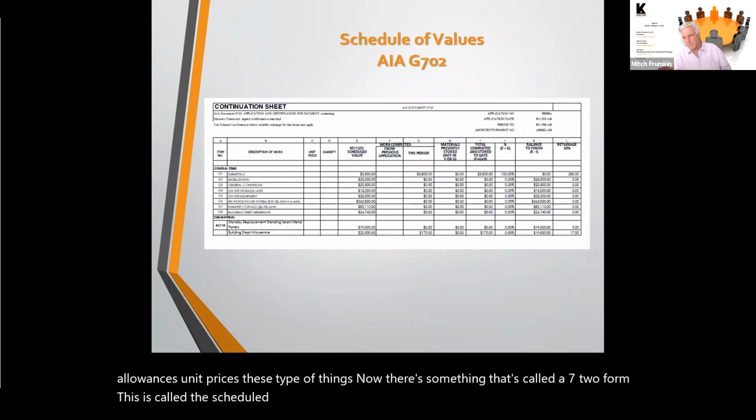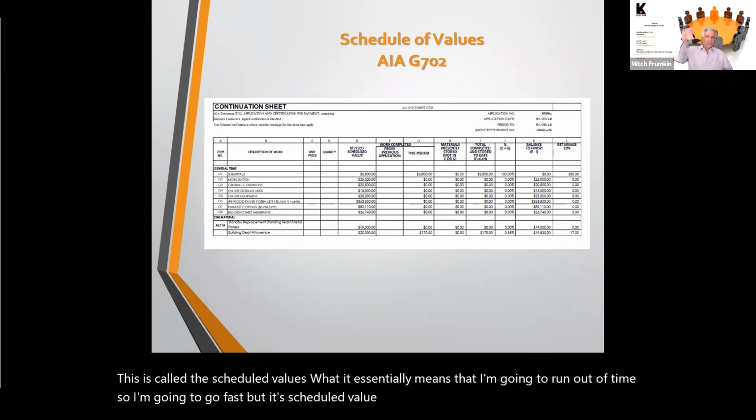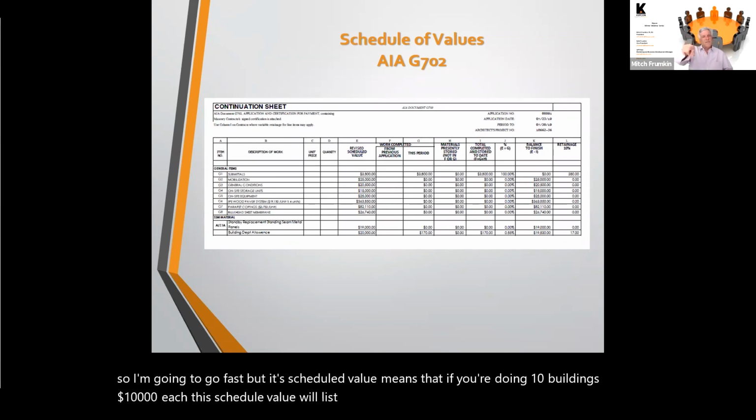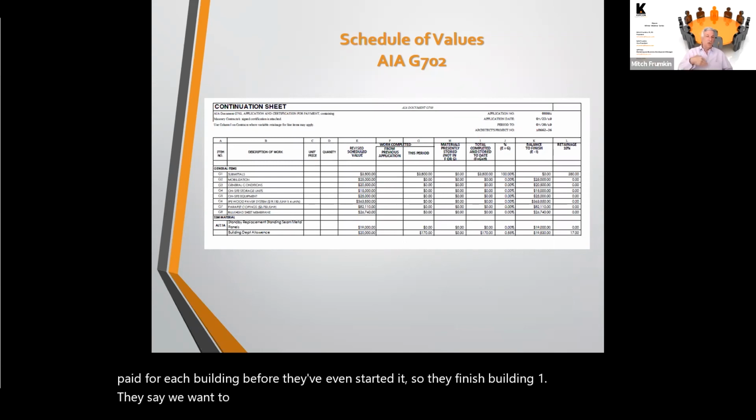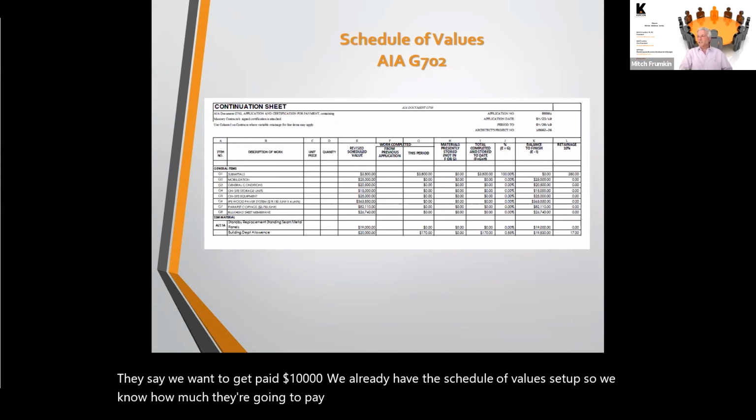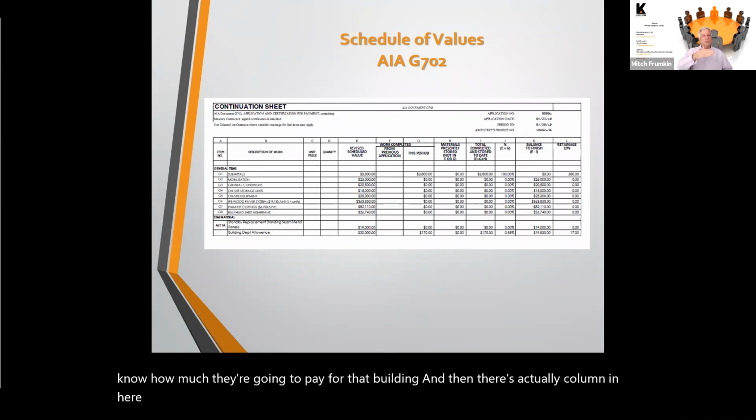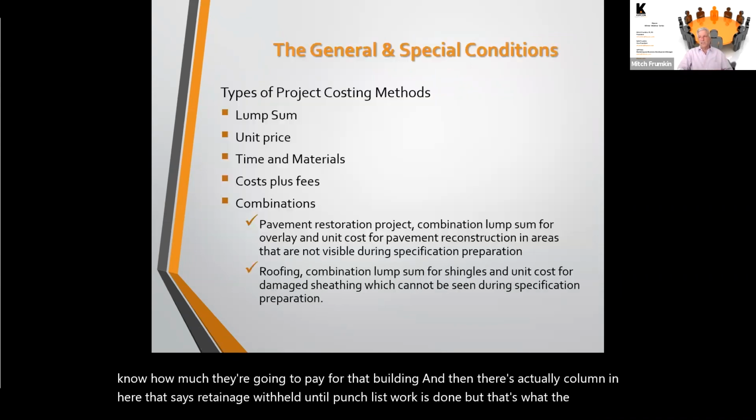What it essentially means, and I'm going to run out of time, so I'm going to go fast, is that if you're doing 10 buildings, $10,000 each, this schedule of values will list building 1 through 10, what the value of each building is, so you know before construction starts how much the contractor is going to get paid for each building before they've even started it. So they finish building 1, they say, we want to get paid $10,000. We already have the schedule of values set up so we know how much they're going to get paid for that building. And then there's actually a column in here that says retainage withheld until punch list work is done. But that's what the schedule of values actually is.